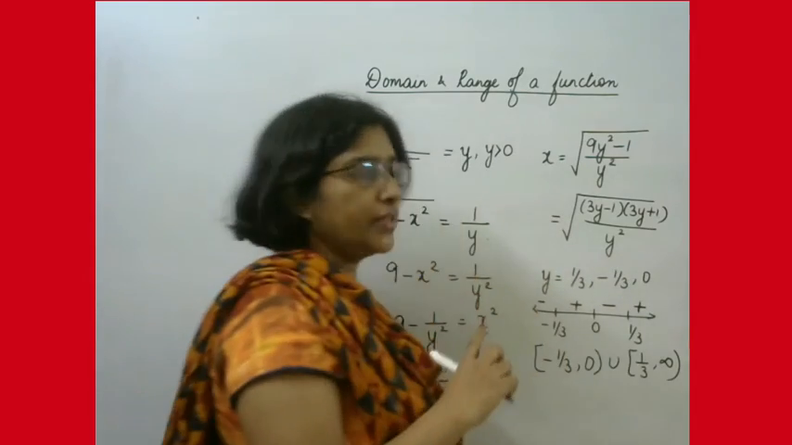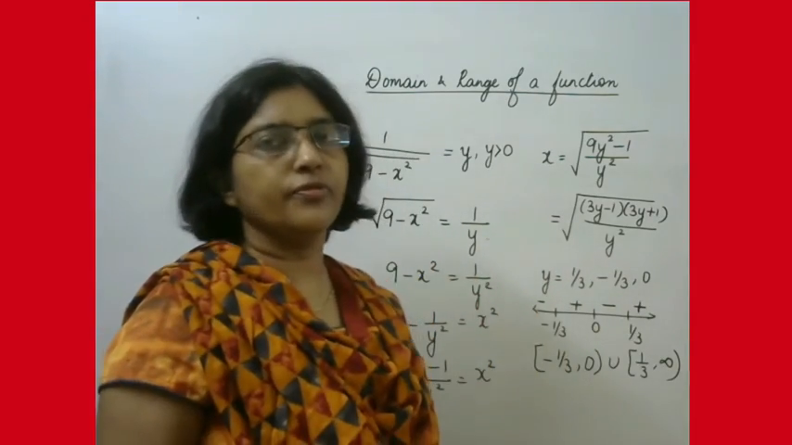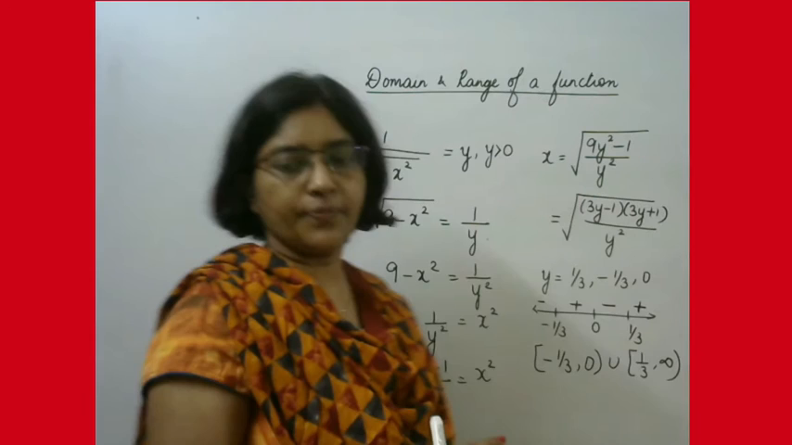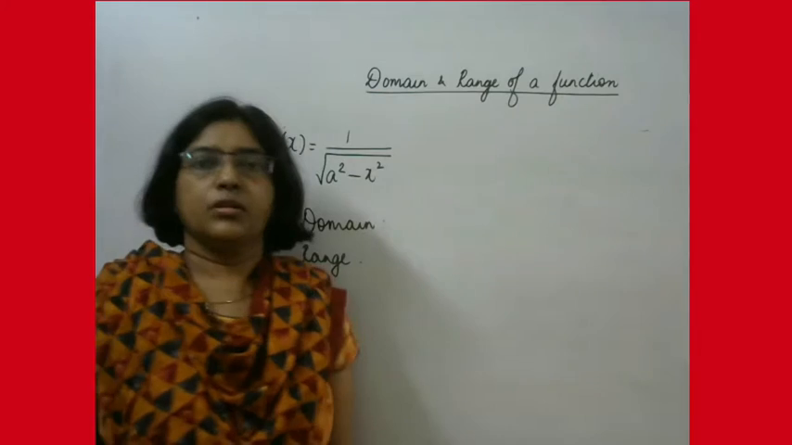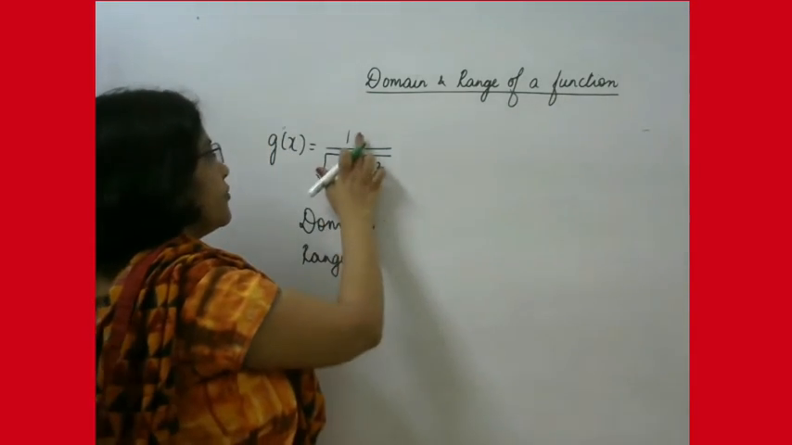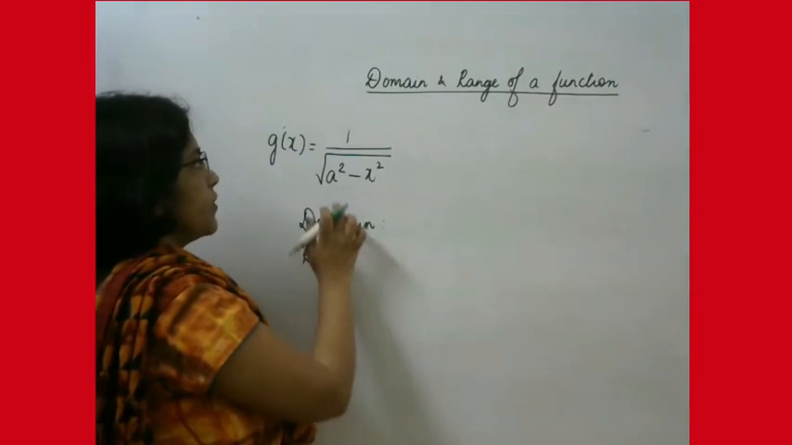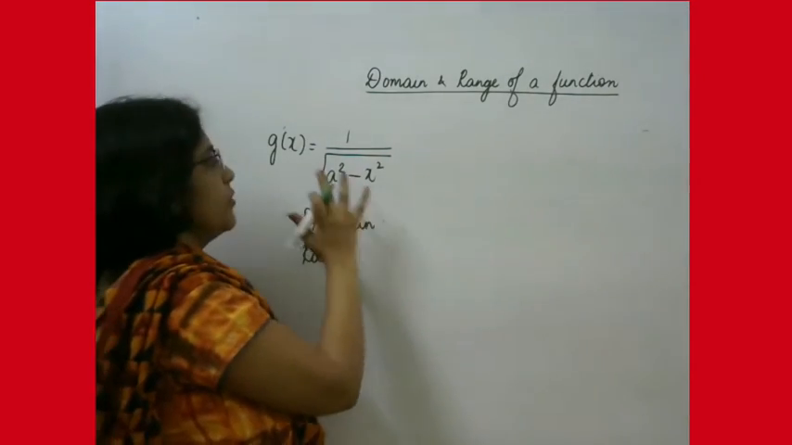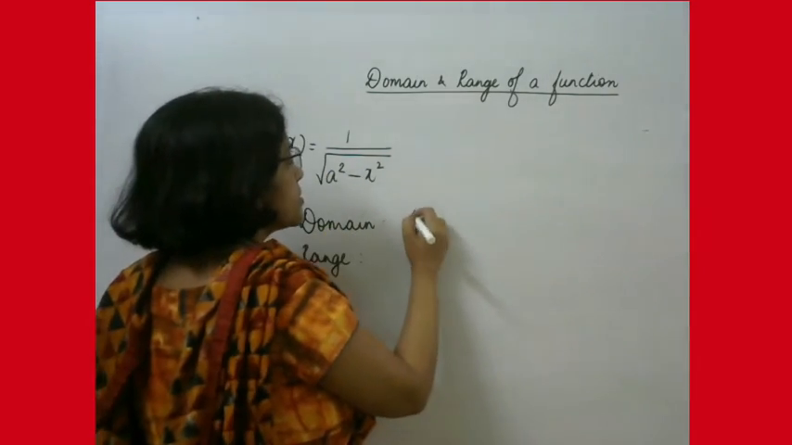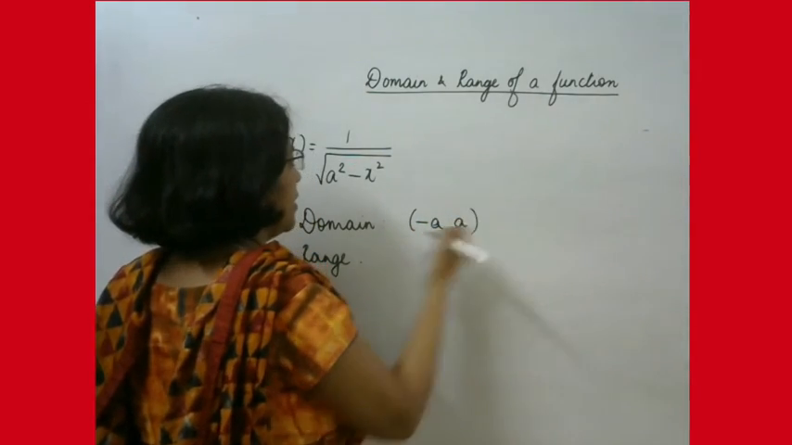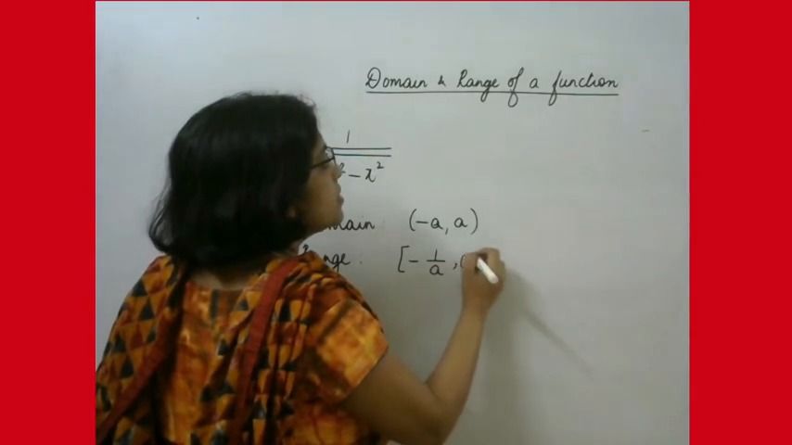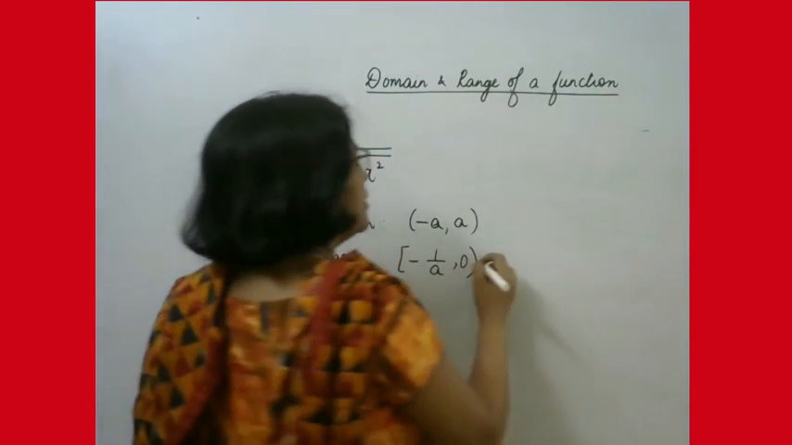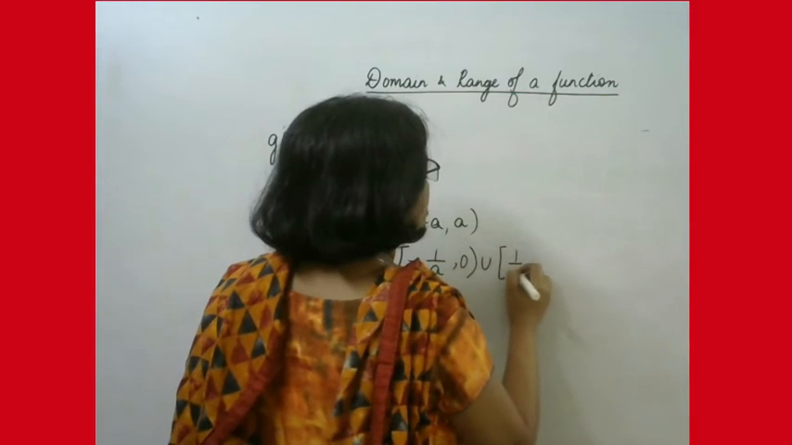So for this also, we can write a shortcut method. Let's see what it is. Writing the function in general form, we have root of a square minus x square in the denominator. So the domain becomes minus a to a, and the range is minus 1 by a comma 0, 0 is not included, union 1 by a to infinity.